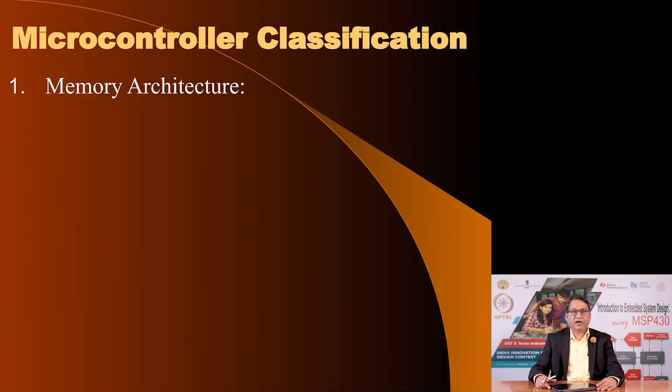Microcontrollers and also microprocessors, for that matter, are classified at various levels. One of the methods of classification is the memory architecture. Memory architecture refers to the way the microprocessor or the microcontroller addresses the memory for its use, and memory, as we have discussed, is required for 2 purposes.